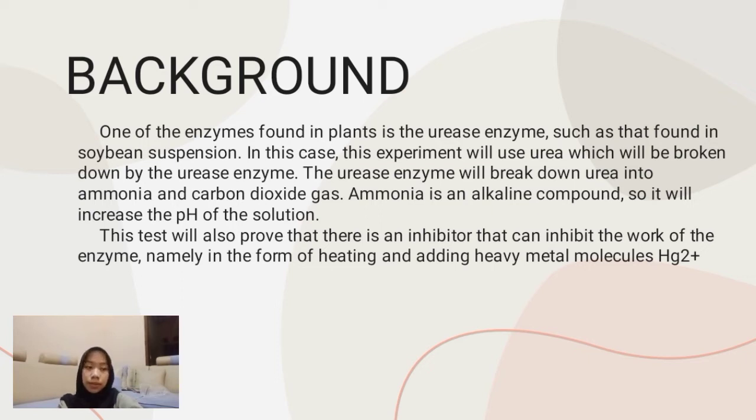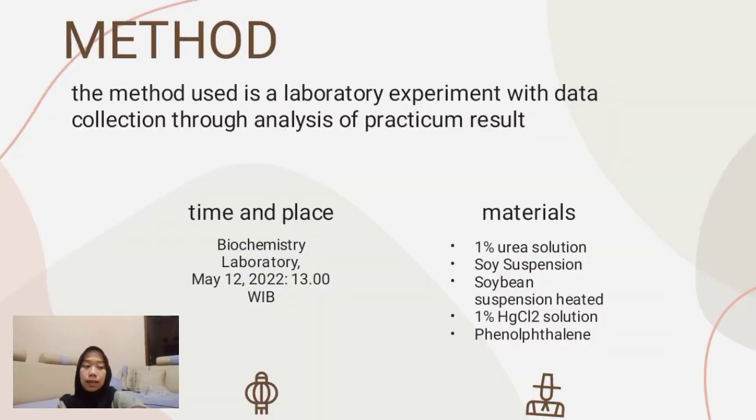In the experiment, the phenolphthalein indicator will prove whether the urease enzyme works well in breaking down urea or not. Later, different treatments will be carried out on each tube, such as the addition of a heavy metal inhibitor and heating to boiling. Okay, let's get into the research method.